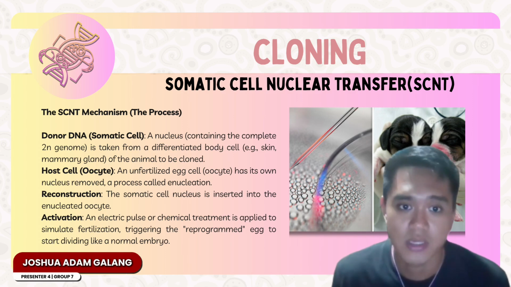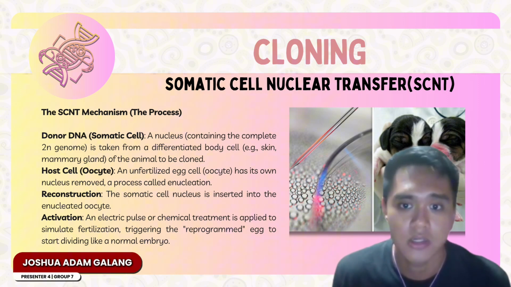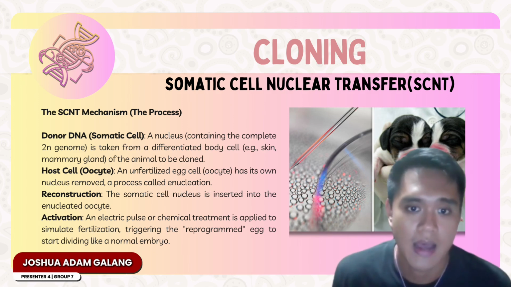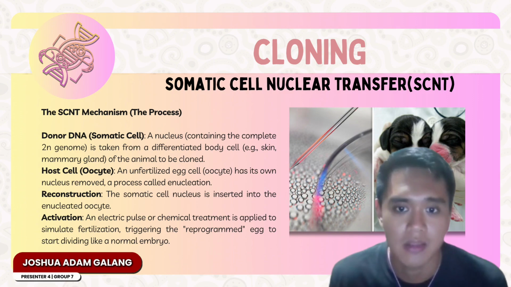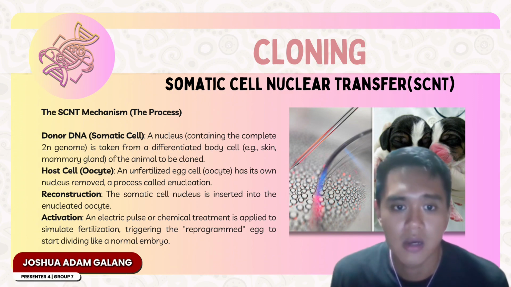Then the host cell, which is an unfertilized egg cell, has its own nucleus removed, a process which we call enucleation. Then reconstruction. It is where the somatic cell nucleus is inserted into the enucleated host cell. Then activation. It is where an electric pulse or chemical treatment is applied to simulate fertilization, triggering the reprogrammed egg to start dividing like a normal embryo.